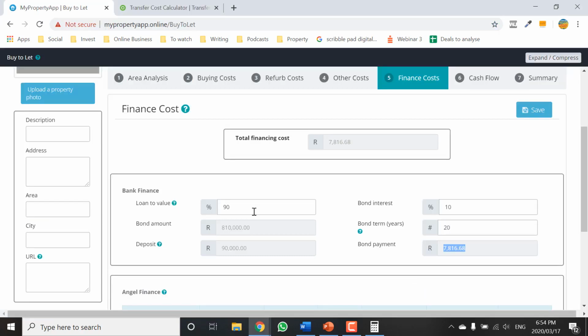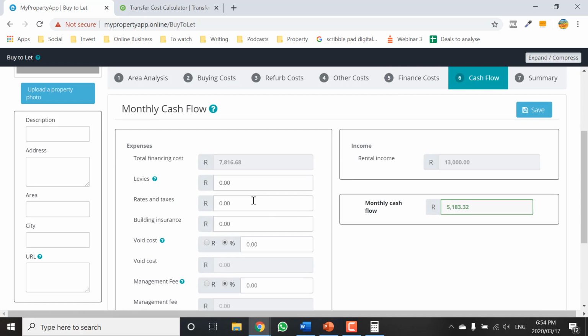I'm going to keep it as 20 years because, funny enough, it's actually better to sometimes increase the loan period, because that reduces your monthly repayments and allows you to get a better cash flow from day one. Okay, then we go to the cash flow tab.